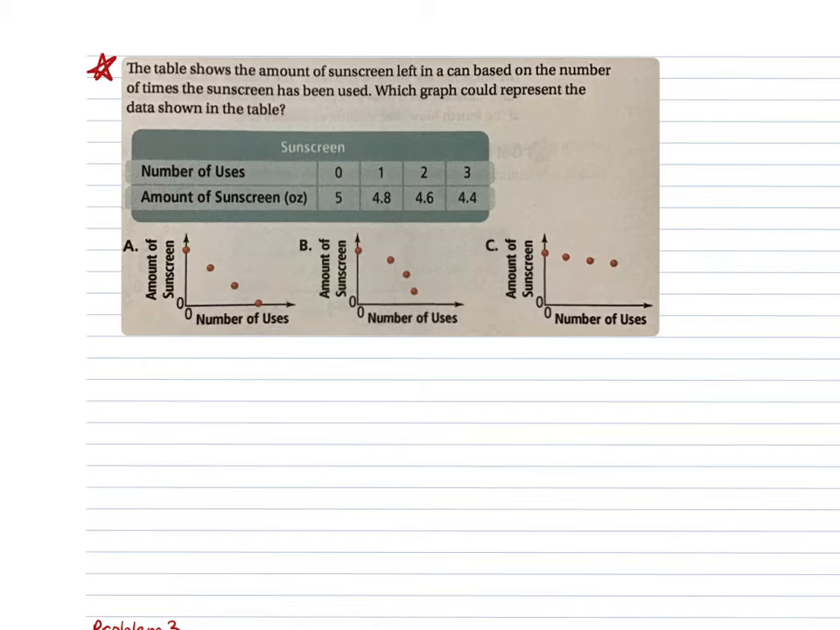Press pause, think about it, make a guess, and then check back for the solution. Okay, and hopefully here you notice it's going down by 0.2 of an ounce each time they use it, so it's going to be a constant decrease. The decreases are all the same. And this one you can see creates a line, so it's going to be A. This one would have been a small decrease, a bigger decrease, an even bigger decrease. So these would be using more sunscreen each time.